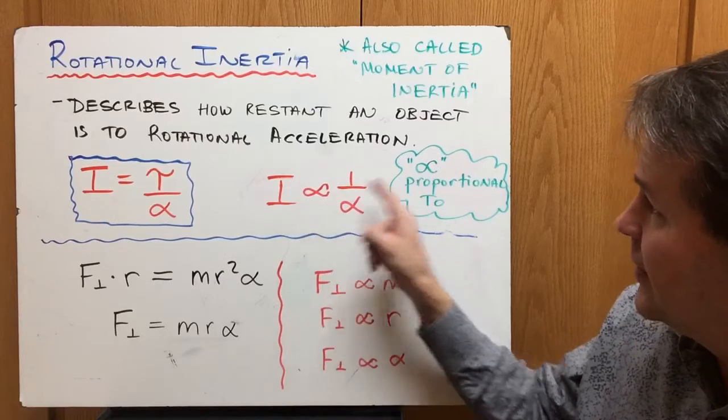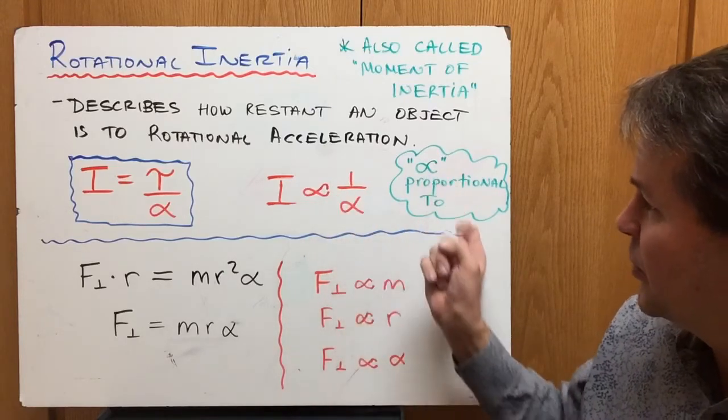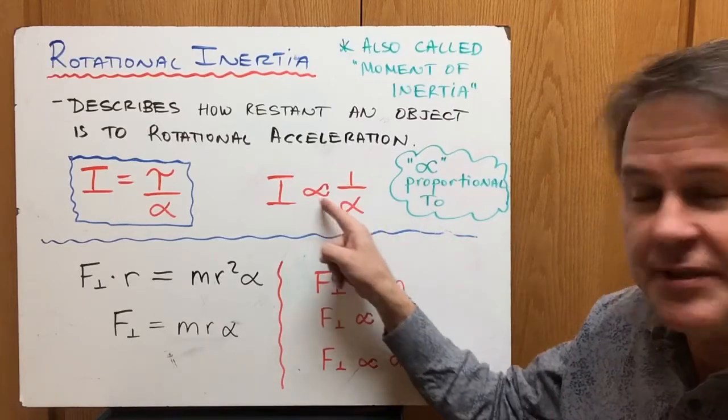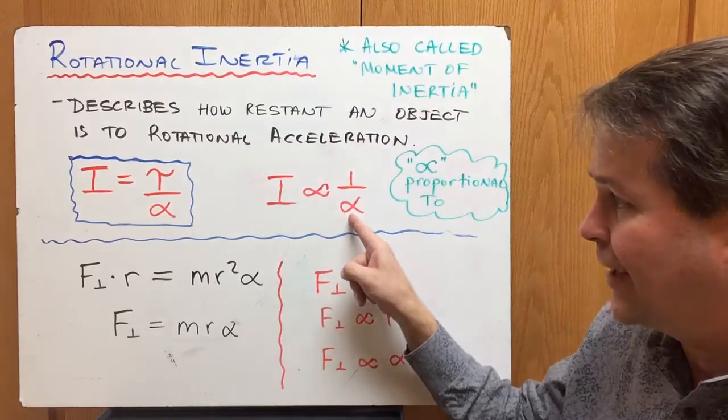This symbol right here kind of looks like a figure 8 with the end cut off of it. That means proportional to. Don't get these two symbols mixed up. When you hand draw them, it's easy to do that. That's proportional, and that's an alpha.